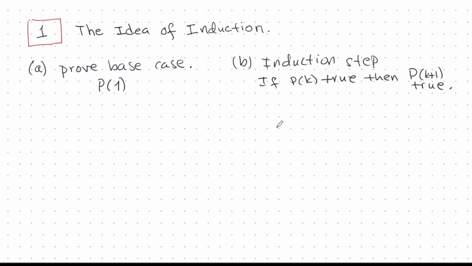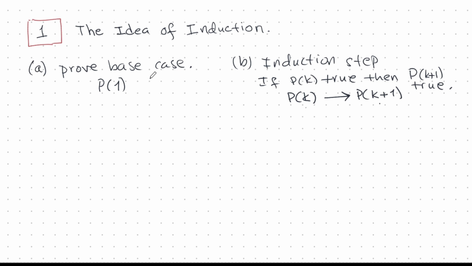And you want to prove the induction step. If pk is true, then pk plus 1 is true. So you're assuming pk is true, and you're seeing if from this you're able to derive pk plus 1. So again, like I said last time, we're not proving the truth of pk. We're assuming pk and seeing if it gives us pk plus 1 as a consequence.